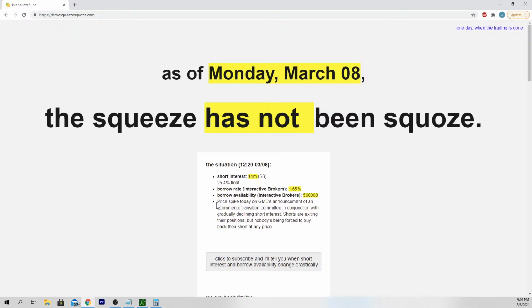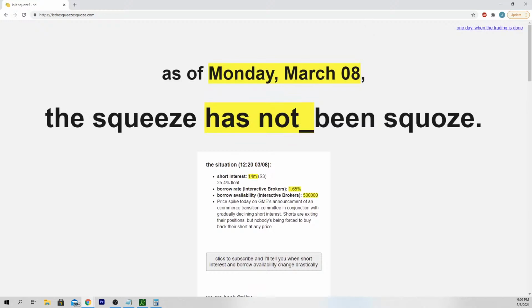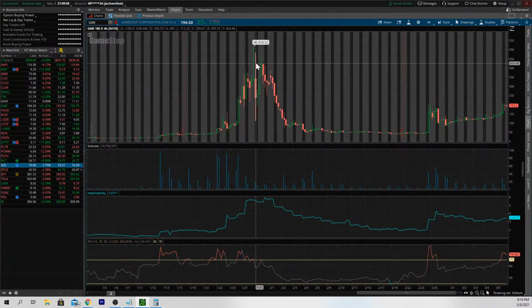And it says the price spiked today on GameStop's announcement of an e-commerce transition committee in conjunction with gradually declining short interest. And shorts are exiting their positions, but nobody's being forced to buy back their short at any price. Now, I will say that does seem a little bit interesting, because that almost seems contradictory to the idea that there's going to be a short squeeze. So if shorts are exiting their positions, the likelihood we see something like this decreases. But at the same time, if people are loading up for the long term at this level, we might see a little bit more of a price base.